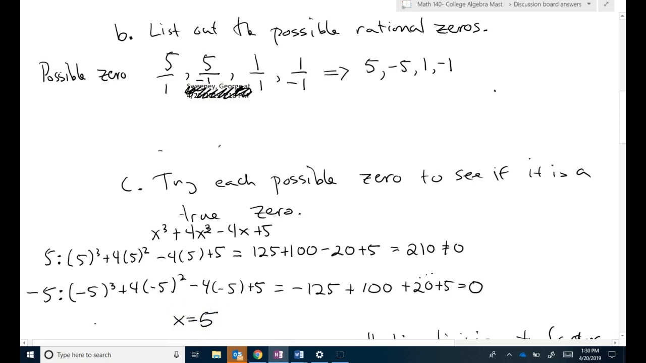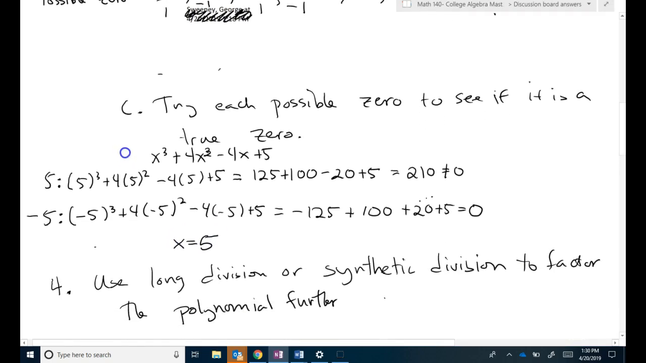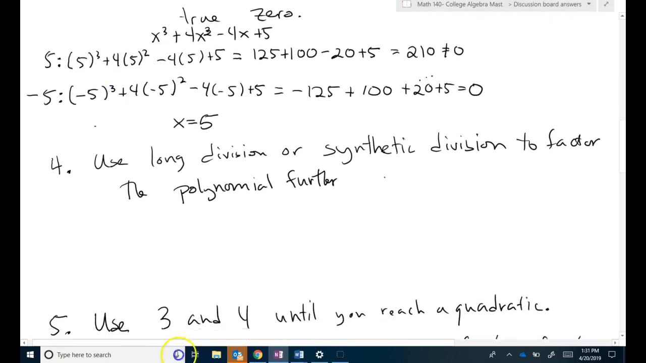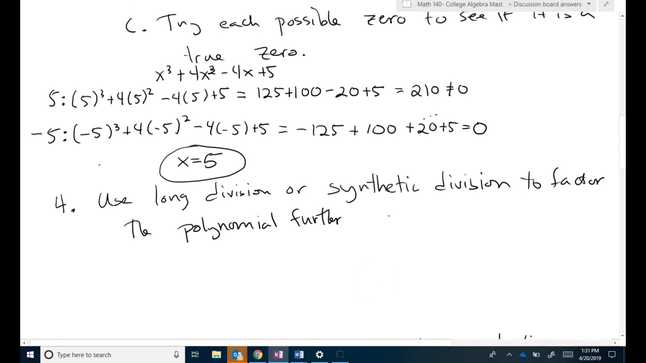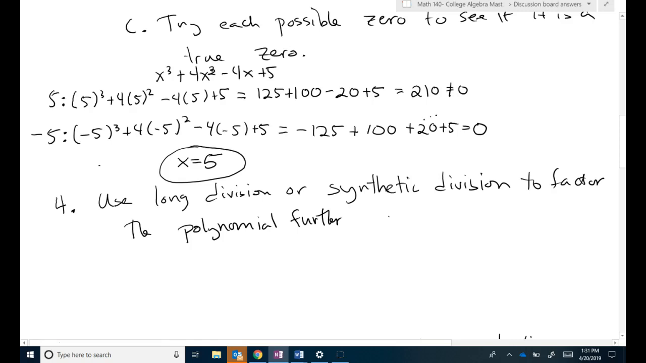Now, what I want to do with that is go through and do some simplification in order to simplify my polynomial before I go find other zeros. Now it turns out the other zeros are either going to be 1 or negative 1. But like I said, I'm going to do my factoring first and see what I get.